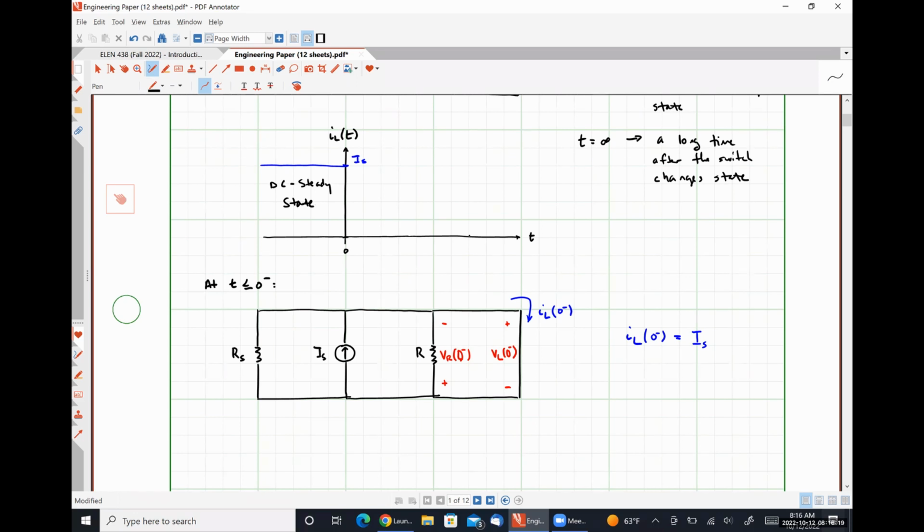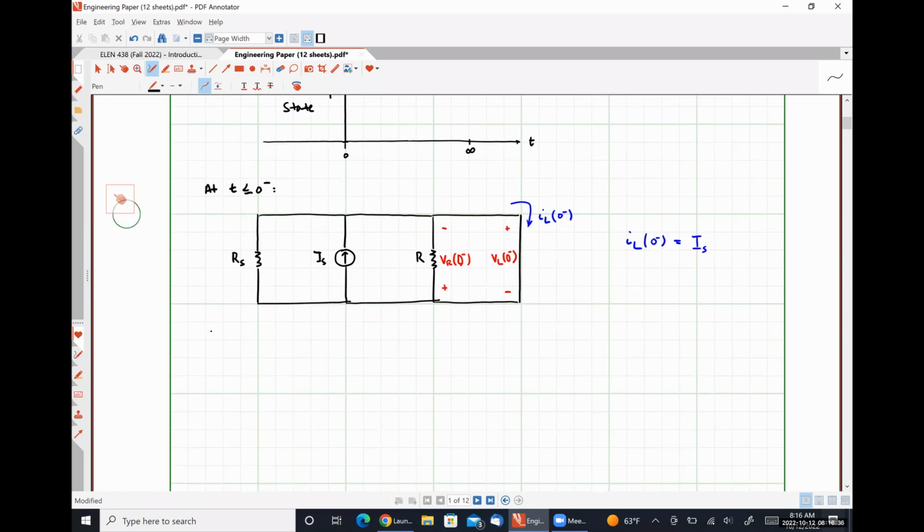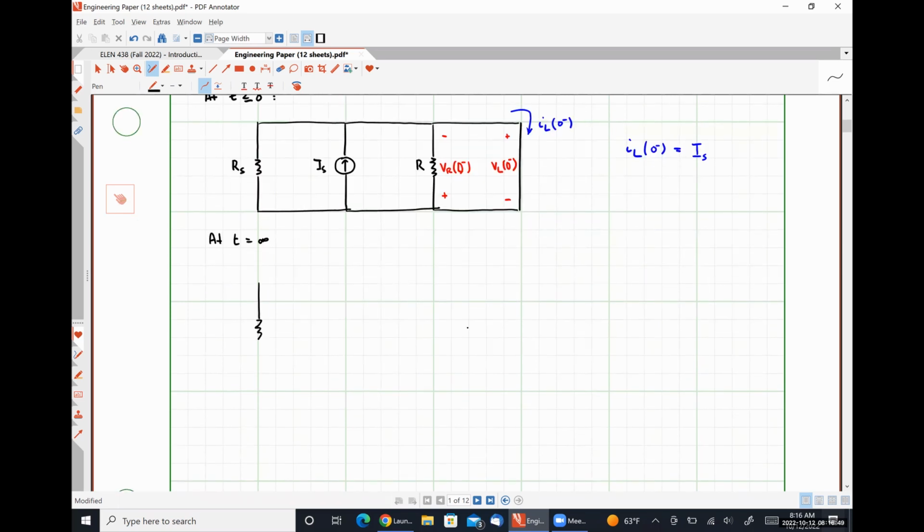Let's say that way out here is t equals infinity, where again, infinity is really just representing a long time after the switch has changed state. So at t equals infinity, the circuit that we will have is going to look something like this.